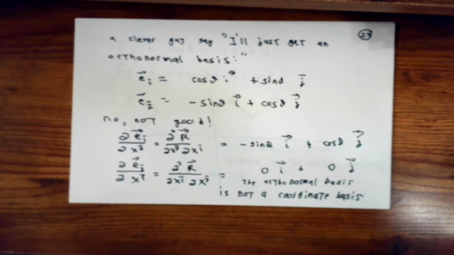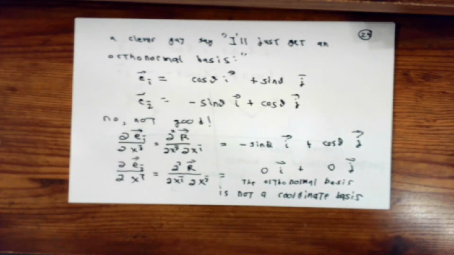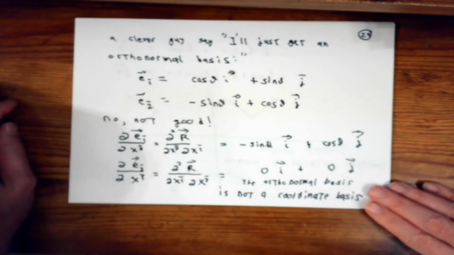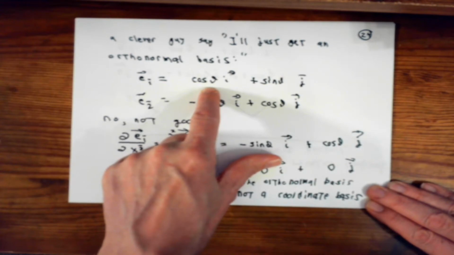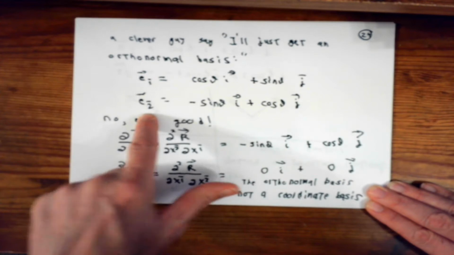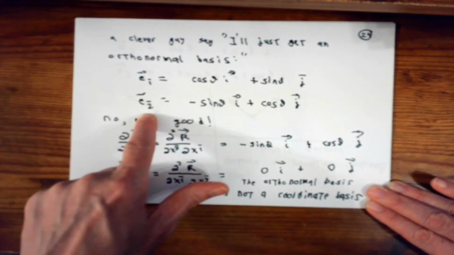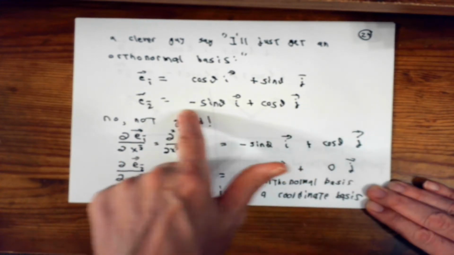So we'll change our basis vectors, that and that. This is a perfectly good basis. Any vector in the plane can be written as a linear combination of those, but it's no good. If I take the partial of this with respect to theta, I get negative sine theta i plus cosine theta j. If I take the partial of this with respect to r, you now see why we've shot ourselves in the foot. There's no r dependence now.